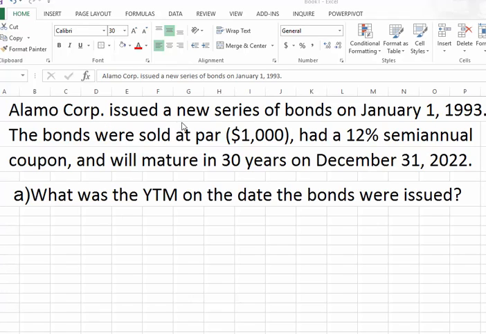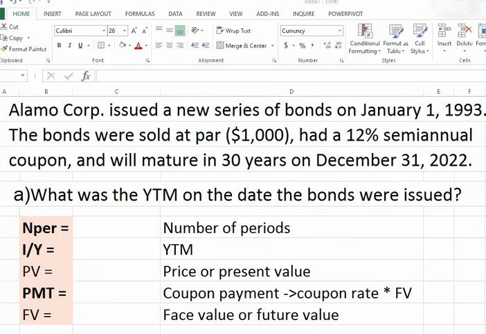Alamo Corp issued a new series of bonds in January 1993. The bonds were sold at par and had a 12% semi-annual coupon. They will mature in 30 years, in December of 2022. So what was the yield to maturity on the bonds on the date the bonds were issued? In other words, what would an original investor have earned? We're going to try to find it by solving for a rate.